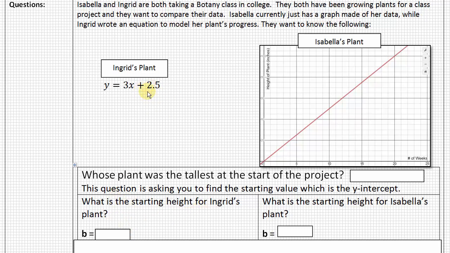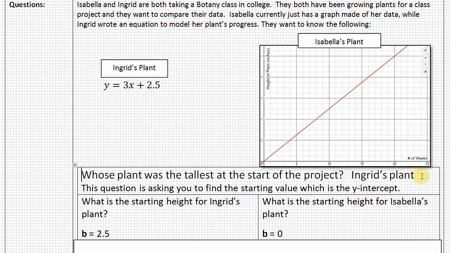So for Ingrid, looking here at that b value, hers is going to be 2.5 inches. And the starting height for Isabella's plant, if you look here at the graph, it looks like it goes right through the origin, (0, 0). So her plant started at 0 inches tall. So Ingrid got something that already had a little bit of growth to it, 2.5 inches, whereas Isabella's plant had not broken through the surface yet. So at the start of the project, Ingrid's plant was taller.